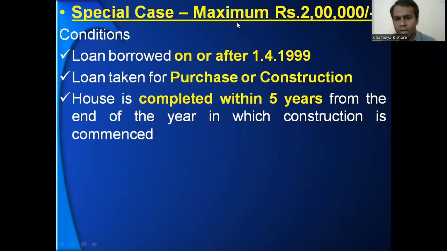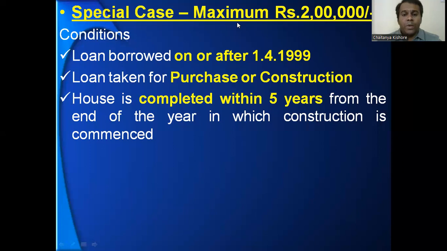Now you say, sir, just 1 minute before you told that the loan can be taken for the purpose of repairs and reconstruction, and now you're saying only purchase or construction. Yes, I'm correct. If you want to get 2 lakhs for a self-occupied house, the loan should be for purchase or construction. If you've taken a loan for repairs of a self-occupied house, you get 30,000. So I'm talking about 2 lakhs, right?